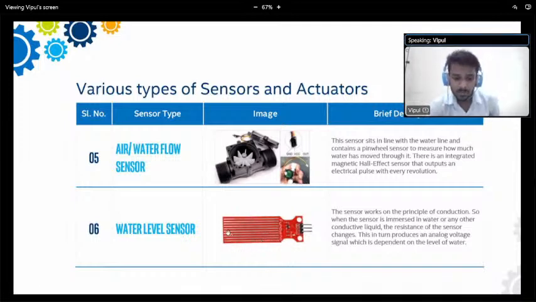How does it work? Suppose now the water level is this much. Now the sensor is vertical and the water level is this much.